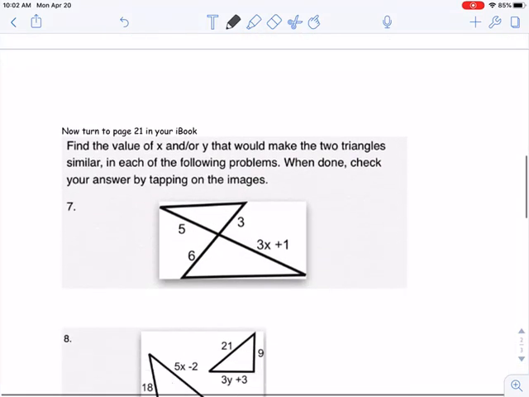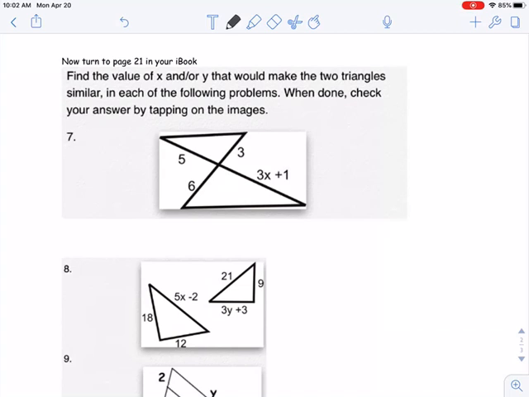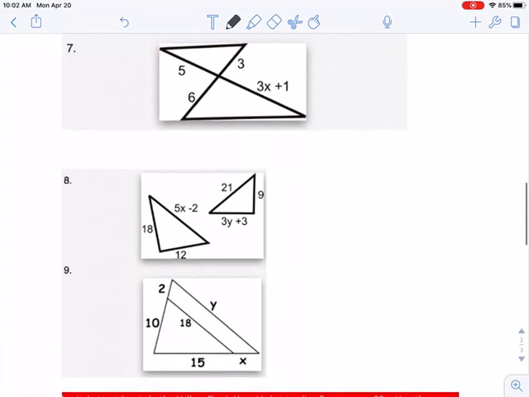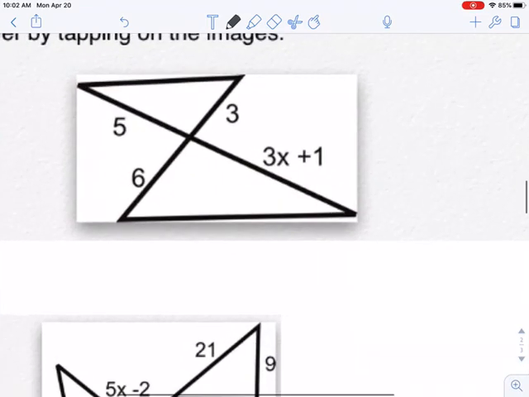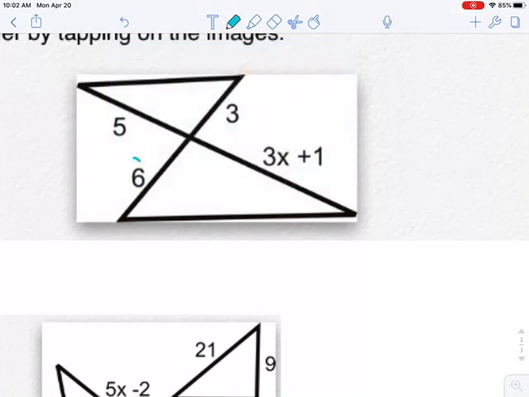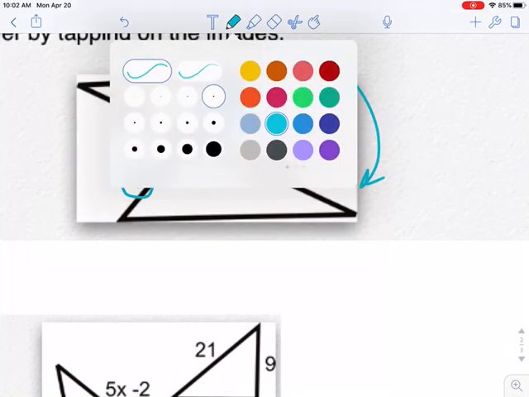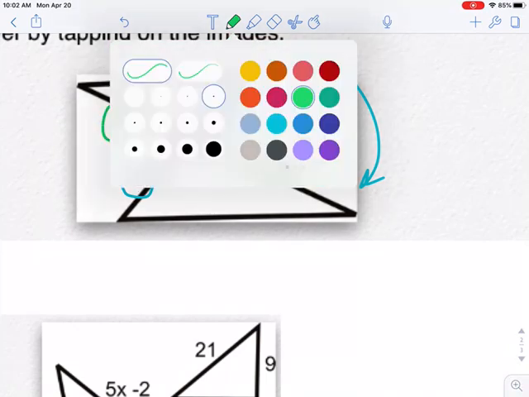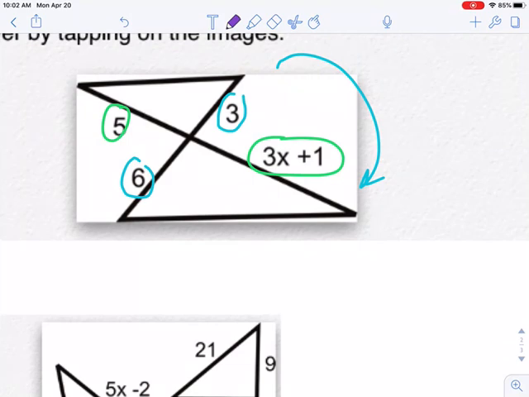Cool. All right, now these problems I stole from the iBook. Let's just go ahead and start them, I guess. All right, in this problem right here, those are the corresponding sides. These triangles are being rotated. And then these are the corresponding sides.